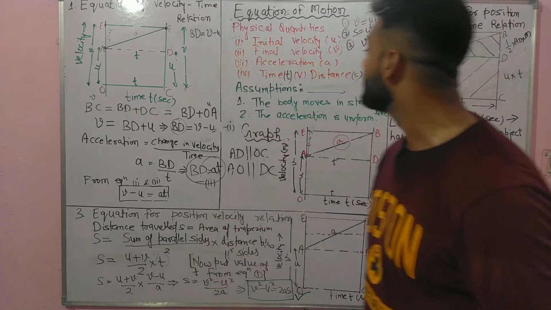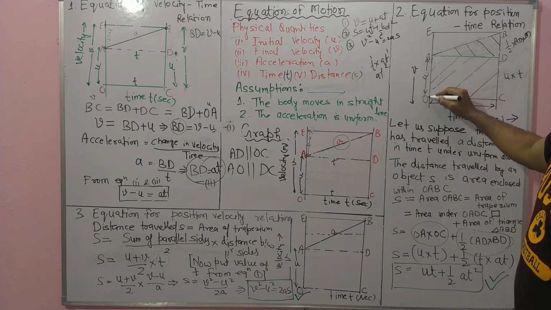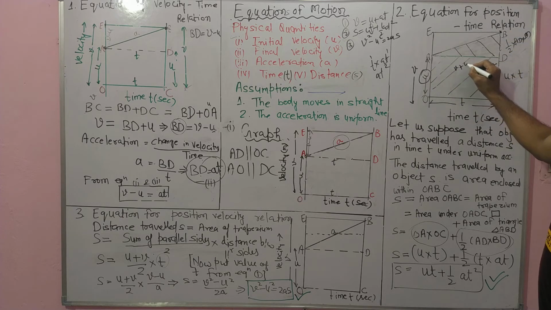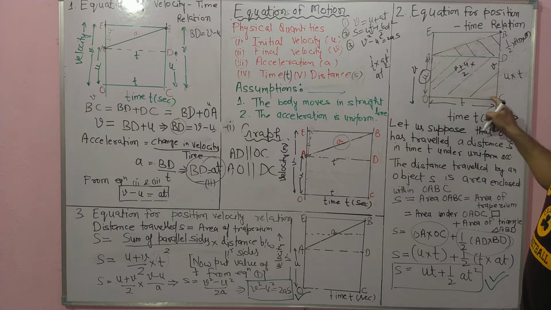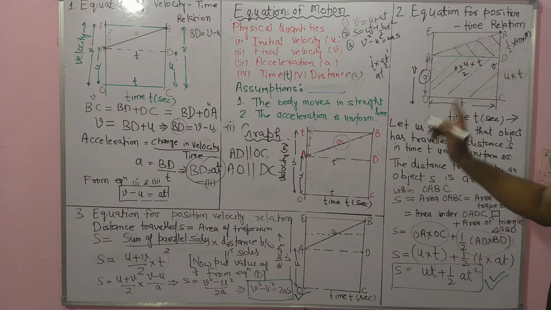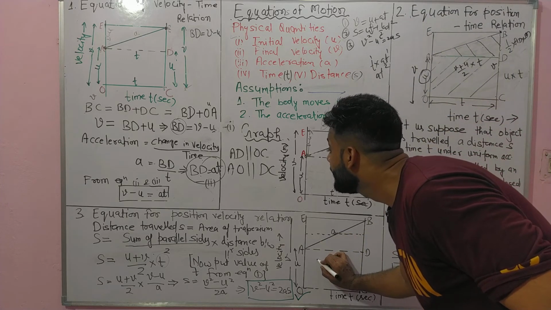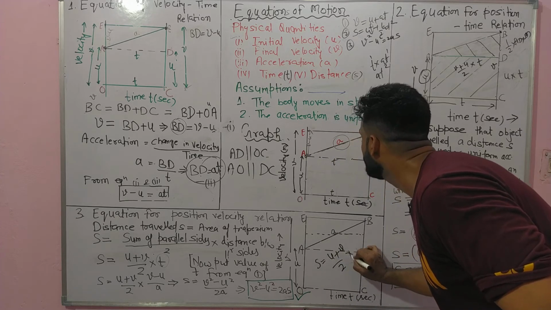Okay, now we will put here the sum of the parallel sides. What are the parallel sides? One is AO, AO is U, second one is BC, BC is V, so V plus U upon 2. Okay, and next, the distance between the parallel sides, that is T. Clear? So in this one we will use S is equal to U plus V upon 2 into T.